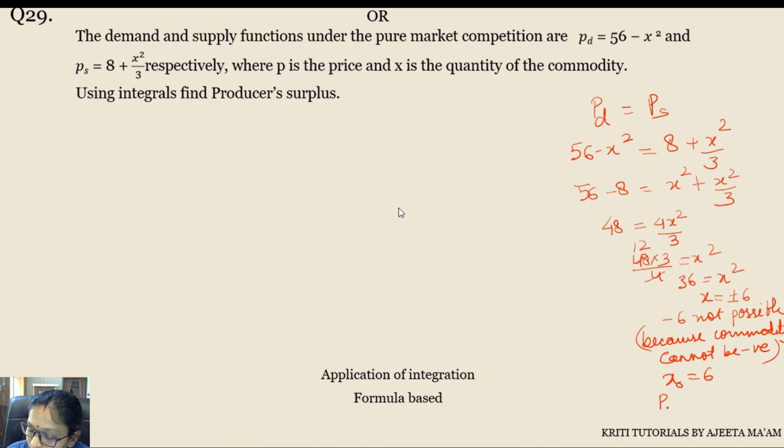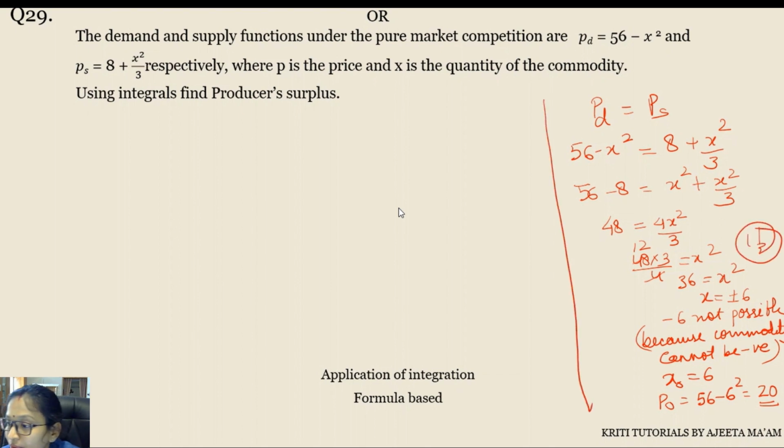And what will be your p0 corresponding to this? You can again use either of the two, the demand function or the supply function, right? So what will you get? 56 minus x square, that is 36, so it comes out to be 20. So till here again you will get how many marks? Again you will get 1.5 till here, right? Now we come to the producer surplus formula.